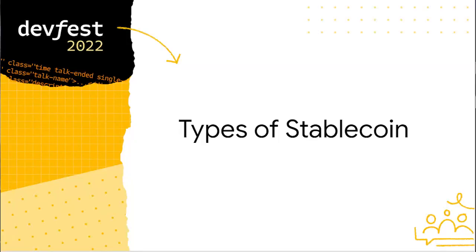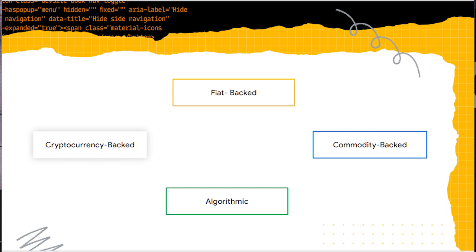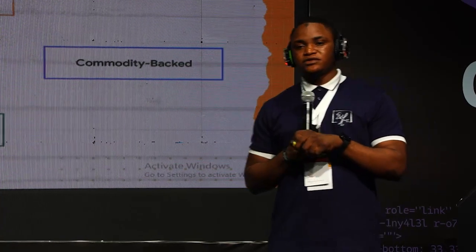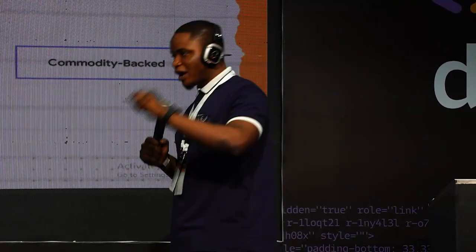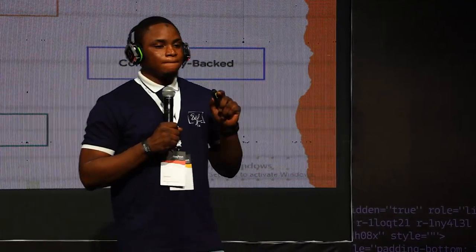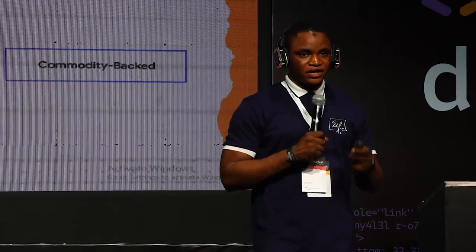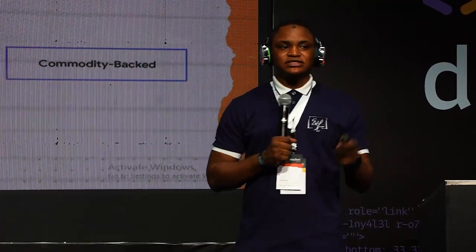So, types of stablecoins. Number one, we have fiat-backed stablecoin. We have cryptocurrency-backed, we have commodity-backed, and we have algorithmic stablecoin. The first one is fiat-backed. Fiat-backed currencies are those that are backed by real world money. For example, USDC and USDT. The difference between USDC and USDT is just that USDC is issued by Circle and another platform issues USDT. They are both stablecoins.